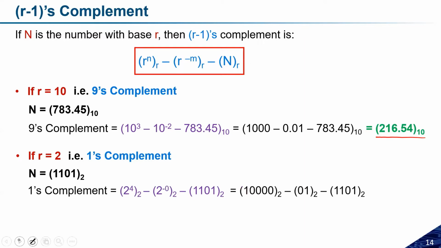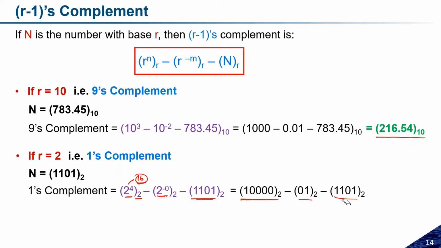After calculating, the important thing is that 2 to the power 4 is equal to 16 in the decimal number system, but I have to convert that number into binary. So the 16 can be converted into the binary number system, and the equivalent of 16 is 10000. Similarly, 2 to the power minus 0 will be 1, so the binary of 1 will be 0 1, minus 1101, the number we have here.